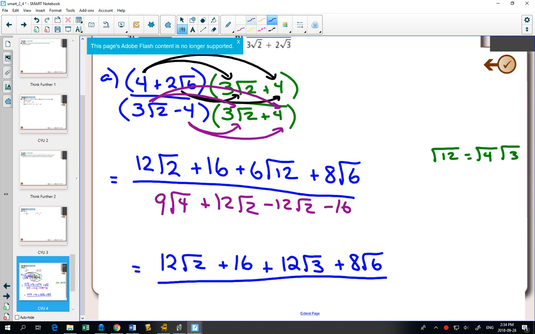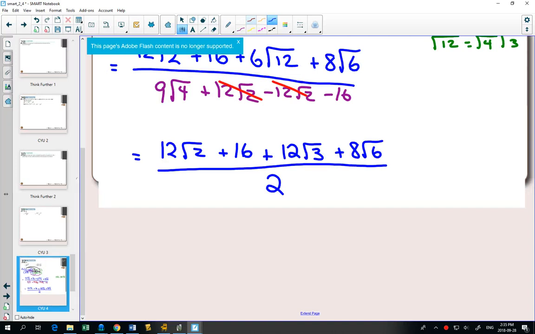All over, well, this is nice that these simplify. 9 times the square root of 4 is 18. Minus 16 just leaves us with 2. Nine times square root of 4. Square root of 4 is 2. So that'll be 9 times 2, which is 18. And then we subtract 16. We'll just get 2.